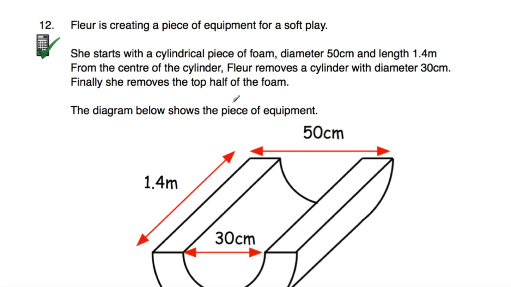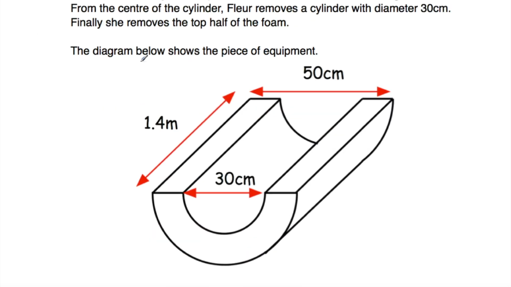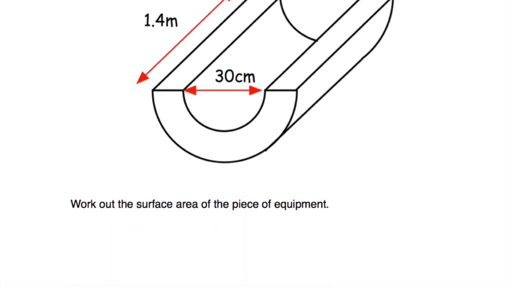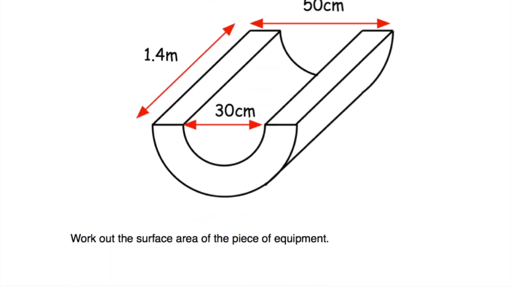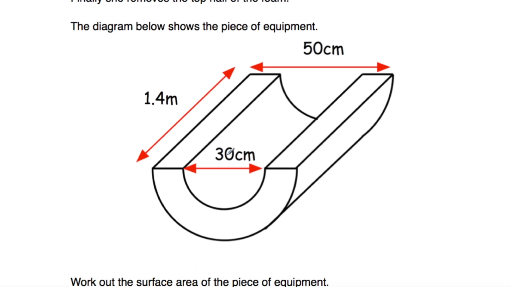So she's kind of taken the core of the cylinder away. And then finally she removes the top half of the foam. So she then cuts it in half. So she's got this whole cylinder, she takes the cylinder away from the middle and then she chops the top off. So then she's left with this U shape. And then we're told the diagram shows the piece of equipment. And then we're told to work out the surface area of the piece of equipment.